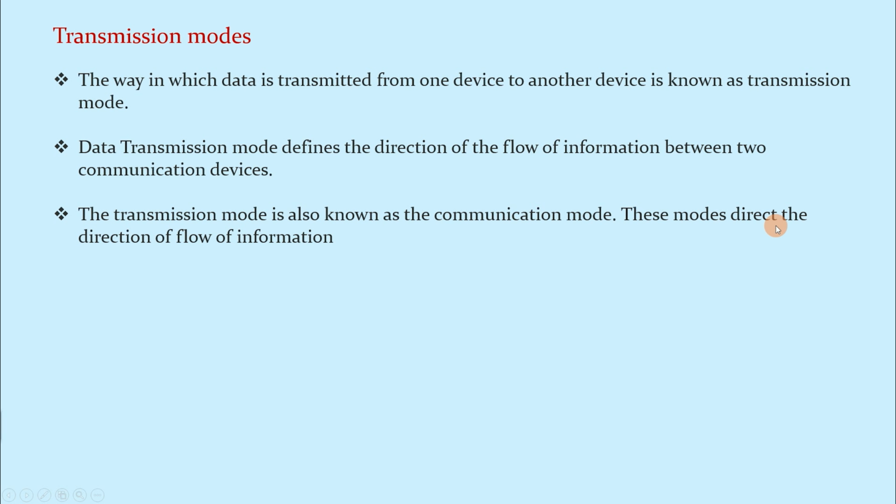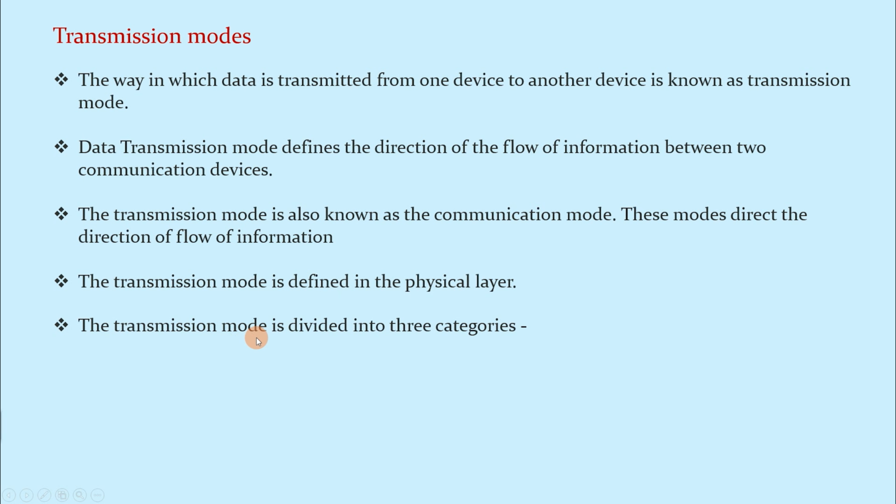These modes direct the direction of flow of information. The transmission mode is defined in the physical layer. The transmission mode is divided further into three categories. First one, simplex mode. Second one, half-duplex mode. Third one, full-duplex mode. Now we will discuss one by one all these three types, that is simplex mode, half-duplex mode and full-duplex mode. So let's start with simplex mode.